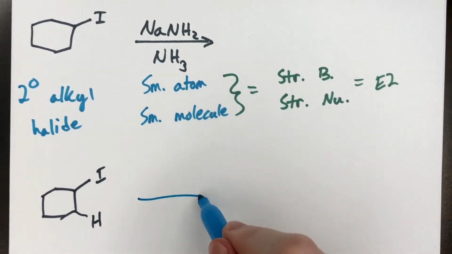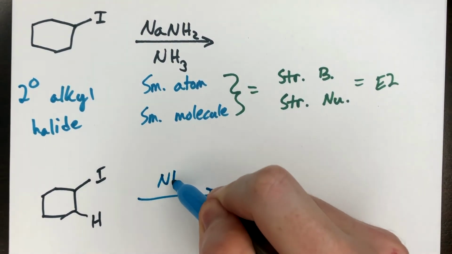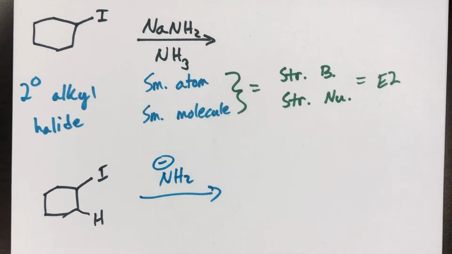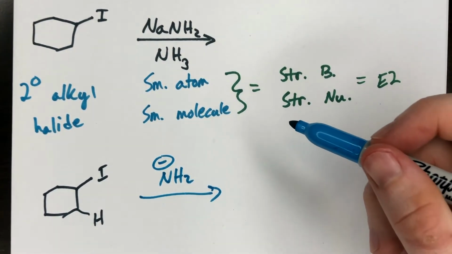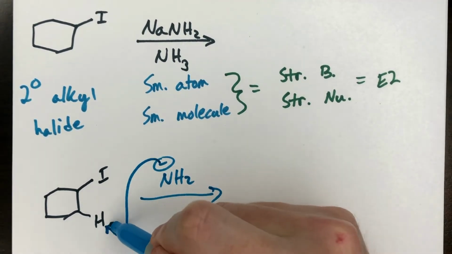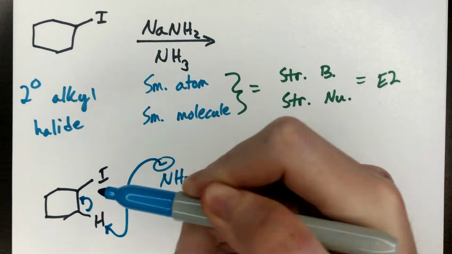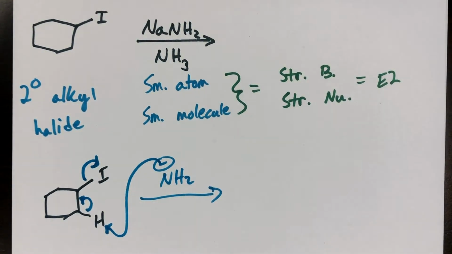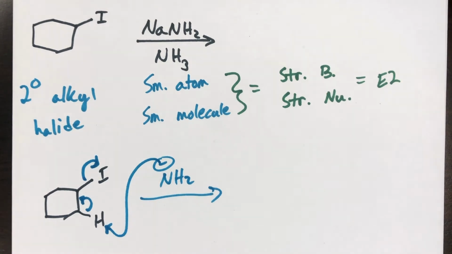And here's the mechanism. So you have NH2 as your reactive species, negatively charged. That's why it's sodium amide with the counter ion of sodium. Then this is going to function as your base, pull off this proton, form the carbon-carbon double bond, and then cleave the iodine simultaneously. This is all a concerted mechanism in E2.